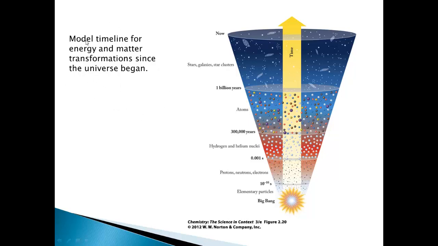And so this is a little model timeline for where everything came from. You'll recall from Chapter 1 that there's evidence that all the stars and all the galaxies are moving away from each other. So if you run time backwards, we have to assume that they were all once much closer together. In fact, the assumption is that they were once all packed together in a dense ball of energy that began at a single point where all space and all time began, and that's called the Big Bang.